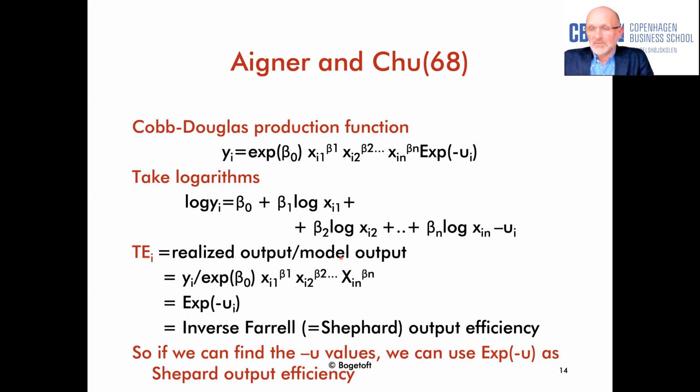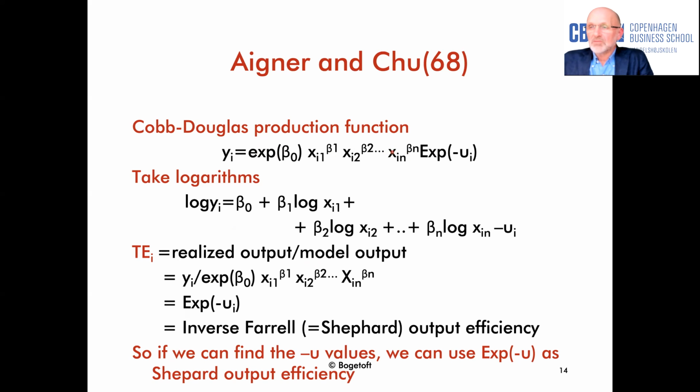Farrell is the model output divided by the realized one, but the Shepard turns things upside down. So that's the realized output divided by the model output. So that's going to be a number below 1, okay? Because we believe that the model output is going to be larger than the realized output. So the realized output, if you have data, is yi, and the model output is basically what you have up here. So that would be this one here.